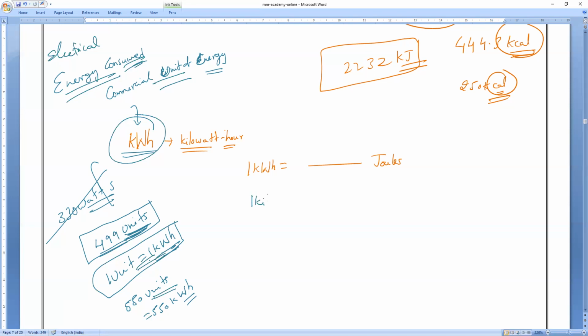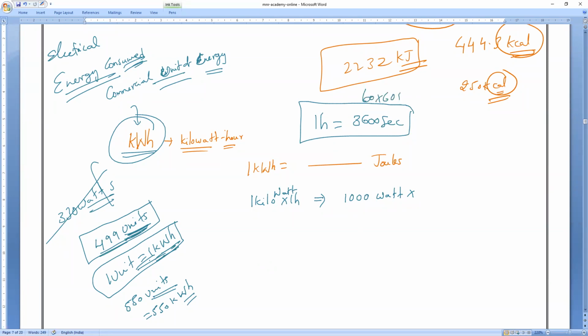Can I write this as 1 kilo into 1 hour? 1 kilowatt into 1 hour. Right or wrong? 1 kilowatt means how many watts? Today also I told you: 1000 watts. 1 hour is equal to how many seconds? 60 into 60 seconds, so 3600 seconds. Be careful. Multiply it and tell me how much it is.